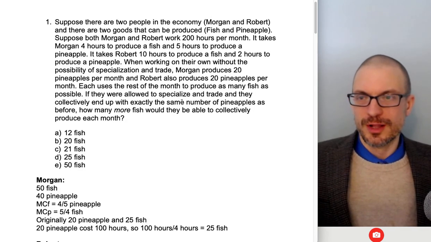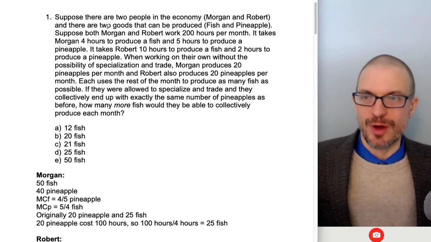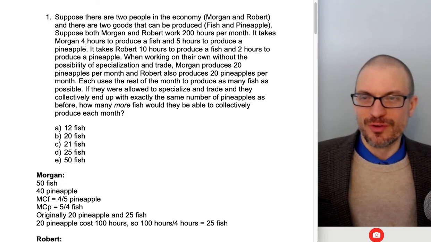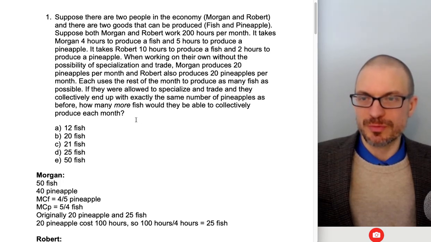All right, so here's the first one. Suppose there's 2 people in the economy, Morgan and Robert. Suppose there's 2 goods that could be produced, fish and pineapple. Suppose Morgan and Robert work 200 hours per week or per month. It takes Morgan 4 hours to produce a fish, 5 hours to produce a pineapple. It takes Robert 10 hours to produce a fish and 2 hours to produce a pineapple.